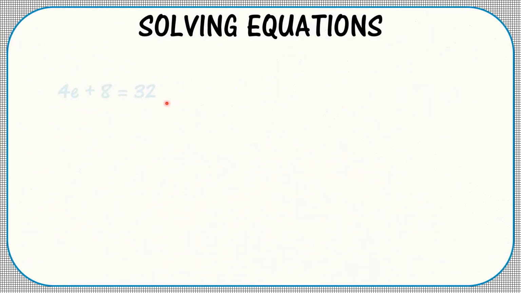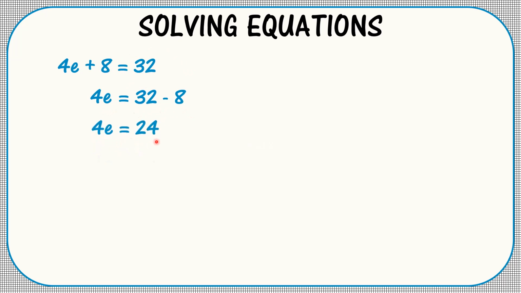Here are a few more examples. 4e plus 8 is equal to 32. What you want to focus on when you have any question like this is anything that's not attached to the letter. So we want to focus on this 8. So this is plus 8 on this side. When you take it to the other side, it becomes minus 8. So 4e is equal to 32 minus 8. We tidy this up. 4e is equal to 32 minus 8, which is equal to 24.